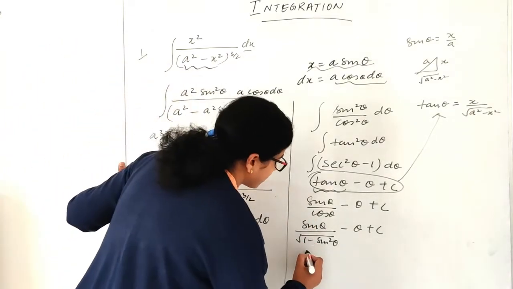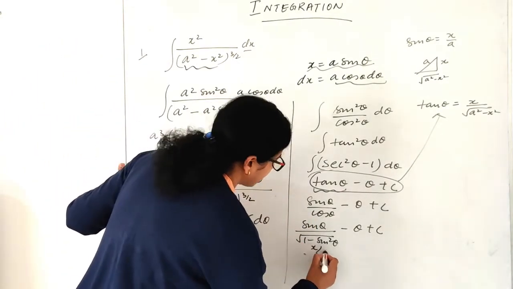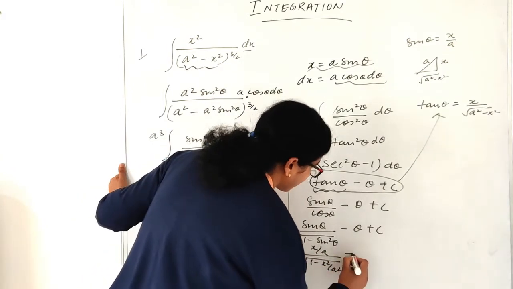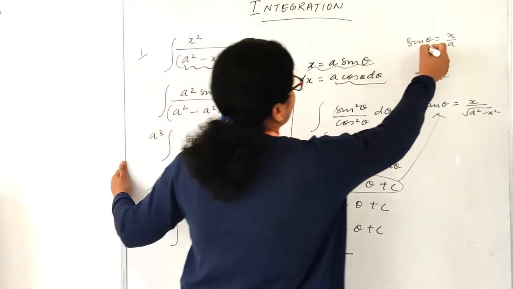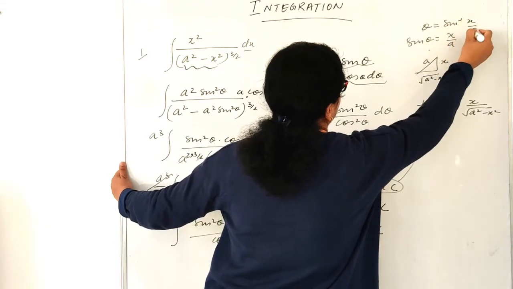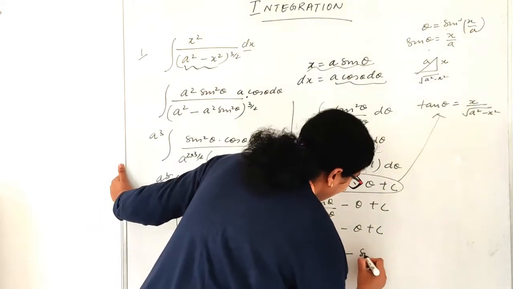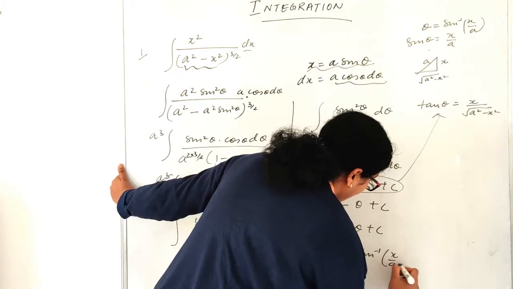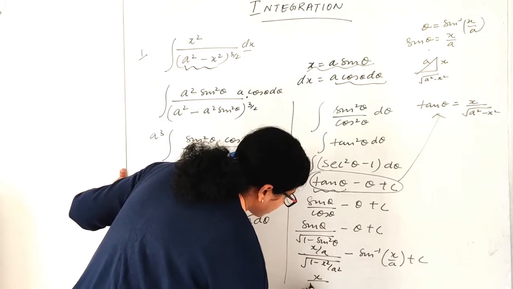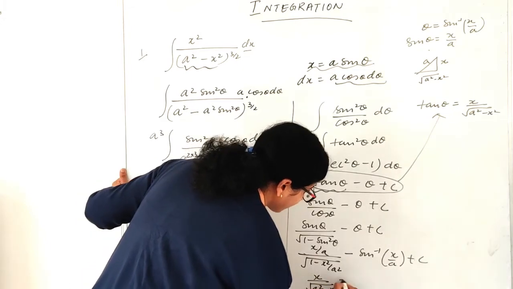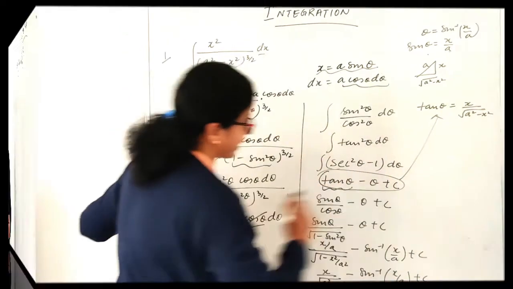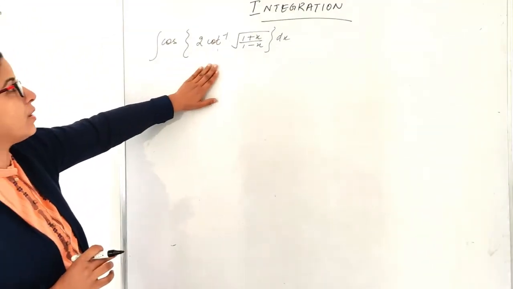So now we can substitute. So sin theta is x by a upon root 1 minus x square by a square minus, what will be the value of theta from here? It will become theta is equal to sin inverse x by a. Substitute that value, sin inverse x by a plus c, and this will get reduced to x upon root a square minus x square minus sin inverse x by a plus c. That's it. Let us check this question. So now can you observe something?